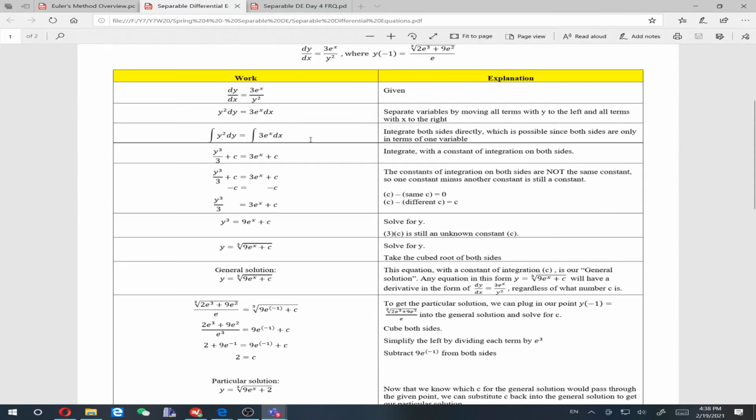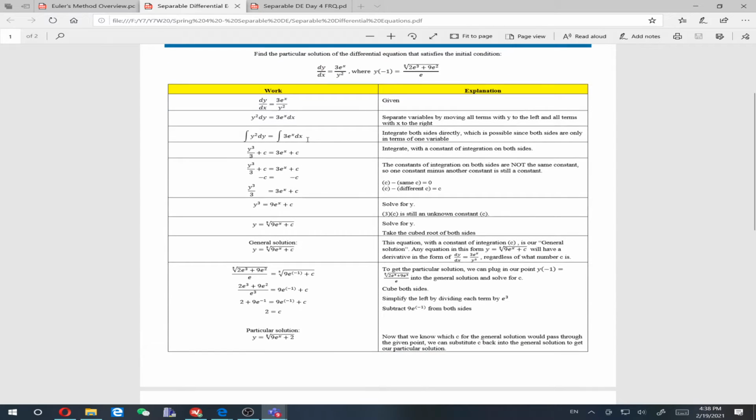Okay, any questions on separable differential equations?